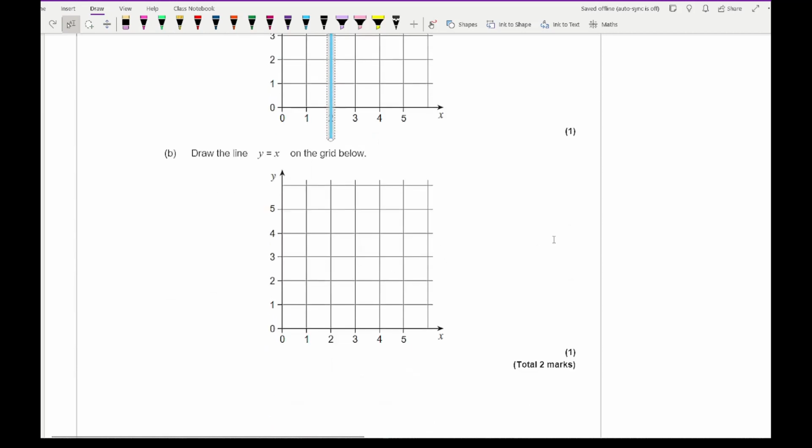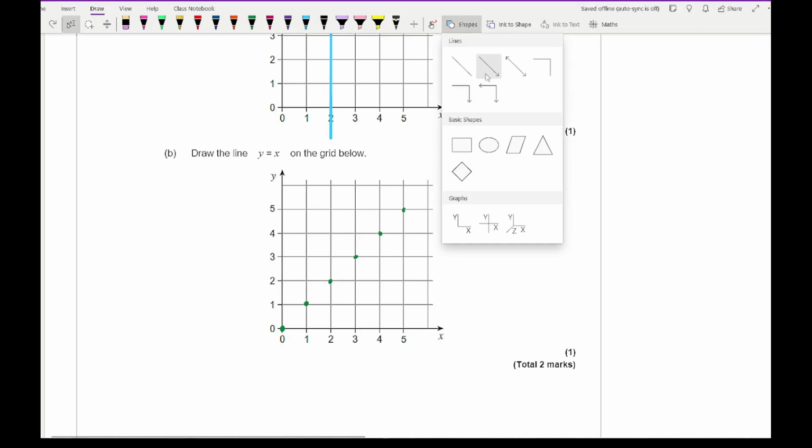it says draw the line of y equals x. So for whatever value x is, y is going to be the same. So if x is 1, y is 1. If x is 0, y is 0. So it's basically going to be a straight line that cuts through each of those.